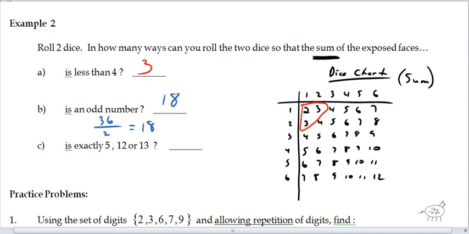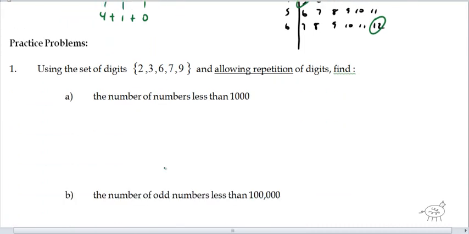Okay, letter C. Is exactly 5, 12, or 13. So you're going to count the number of 5s. You're going to count the number of 12s. And there is no 13. So if I count the 5s, I get 4 5s. Count the 12s, I get 1. And there are no 13s, because there's nothing bigger than 12. So if I add those together, 4 plus 1 plus 0, I get 5. Really pretty easy. Okay, so I've got some practice problems here.